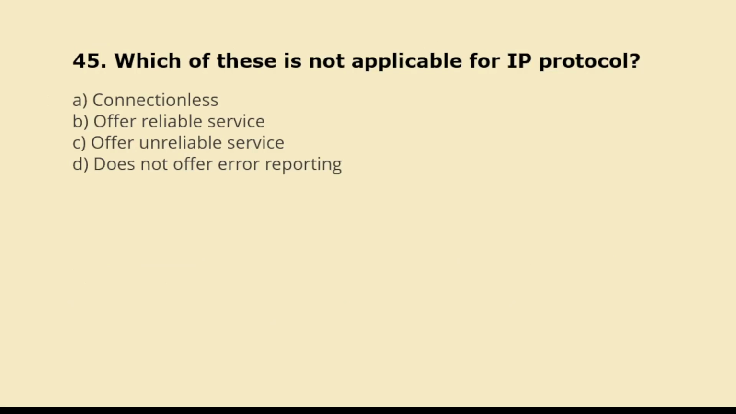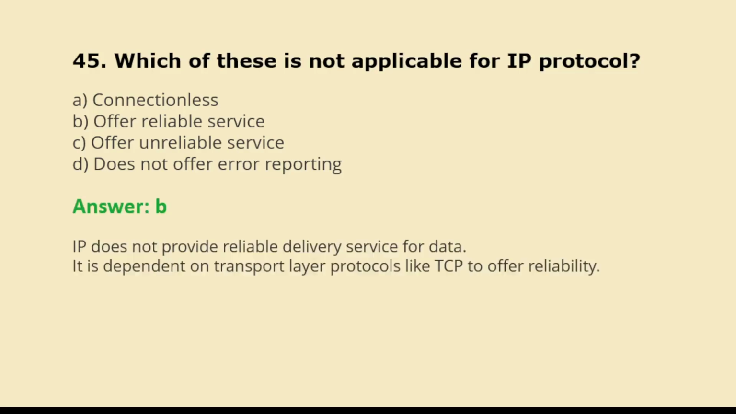Next question. Which of these is not applicable for IP protocol? A. Connectionless. B. Offer reliable service. C. Offer unreliable service. D. Does not offer error reporting. Answer is B. Offer reliable service. So IP does not provide reliable delivery service of data. It is dependent on transport layer protocols like TCP to offer reliability.